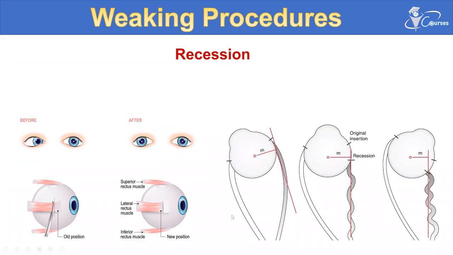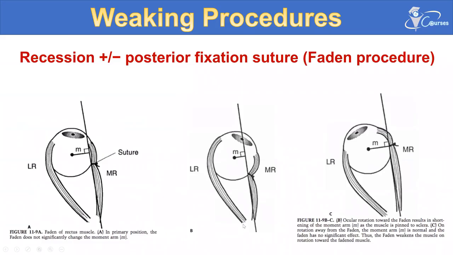In this case, if we want to do so, we combine the recession with another procedure called the posterior fixation suture, or Faden suture. What is meant by the Faden suture? Assume again that you are doing a medial rectus recession. By the Faden suture, you are doing a posterior scleral fixation suture. You suture the muscle posteriorly to the sclera. So what will be the effect of this? You can see here, this is in primary position. The Faden does not significantly change the moment arm.